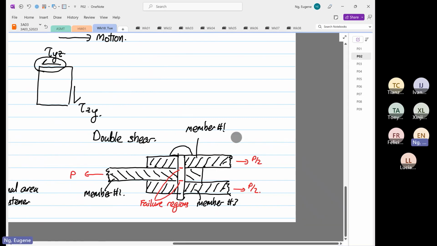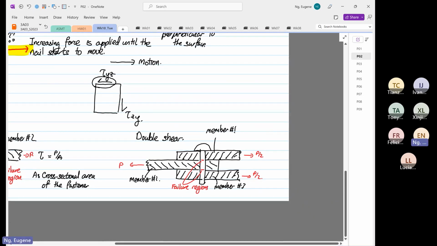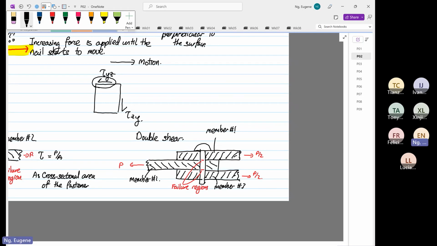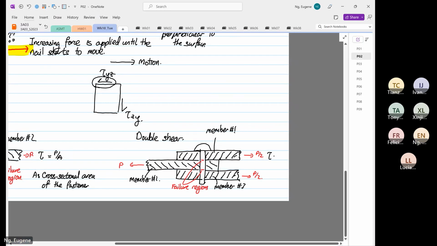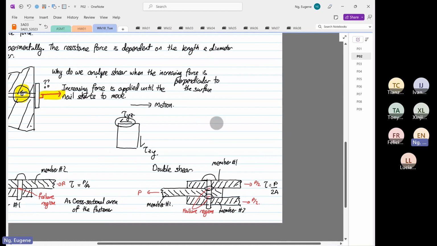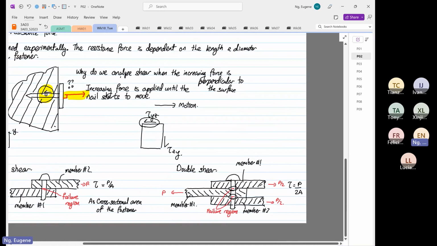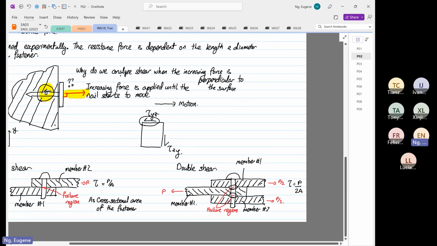So the formula changed slightly now. Okay, so for double shear, shear stress is equal to P divided by twice the area. Okay, so why twice the area? Because there's one failure region at the top, and there's one failure region at the bottom. Okay, so now we come back to our problem.